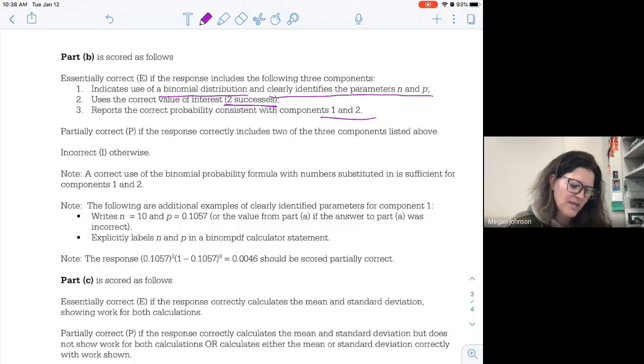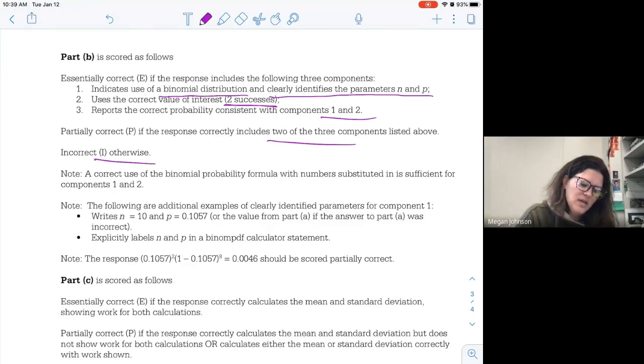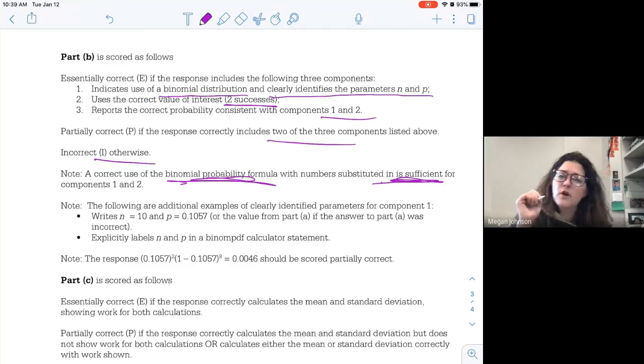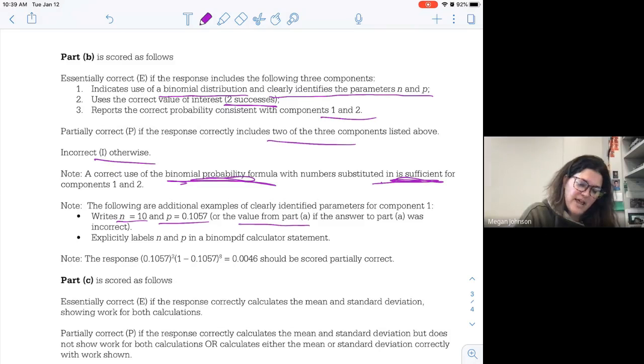Okay, there's your 3 components. And then partially correct if you only have 2 of the 3 components, and incorrect if it's wrong or you only had 1 component. Okay, here's all the notes. Correct use of binomial probability formula with numbers substituted is sufficient. Yay. So you can use the formula and write in the numbers, and that's sufficient for the first component. The following are additional examples of clearly identifying parameters for component 1. You could write n equals 10, p equals that, or the other value from part A. We'll get to that in a second, to answer part A if it's incorrect.